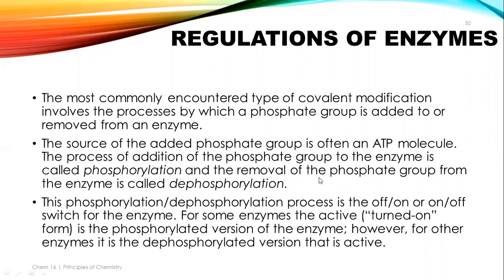The process of addition of a phosphate group to the enzyme is called phosphorylation, and the removal of the phosphate group is called dephosphorylation. So this is an on and off process, an on and off switch for the enzyme. For instance, for some enzymes, the active form is the phosphorylated version of the enzyme. Sometimes, when a phosphate group is added to the enzyme, it is inactive, but once the phosphate group is removed, the enzyme is in the active form.